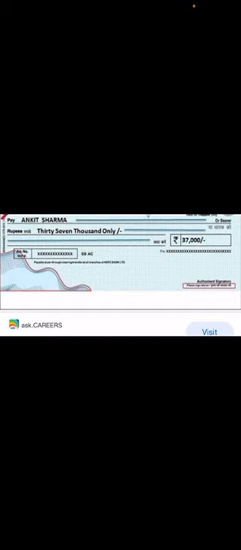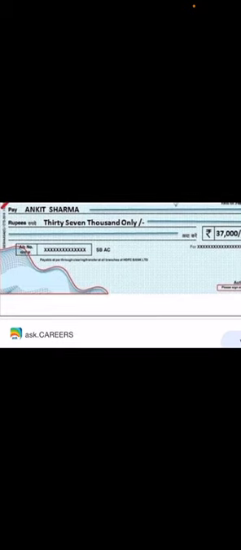The depositor writes the name of the party to whom the payment is to be made after the word pay printed on the check. You can see here pay is written, and it is written Ankit Sharma. So the depositor will write the name of the party to whom this payment is to be made after the word pay. The check form has the printed word bearer, which means payment is to be made to the person whose name has been written after the word pay, or the bearer of the check.